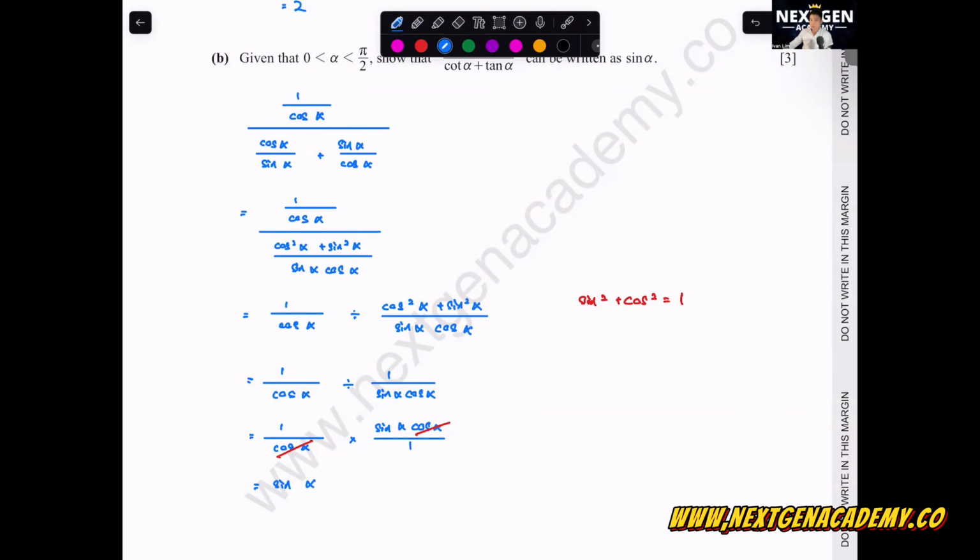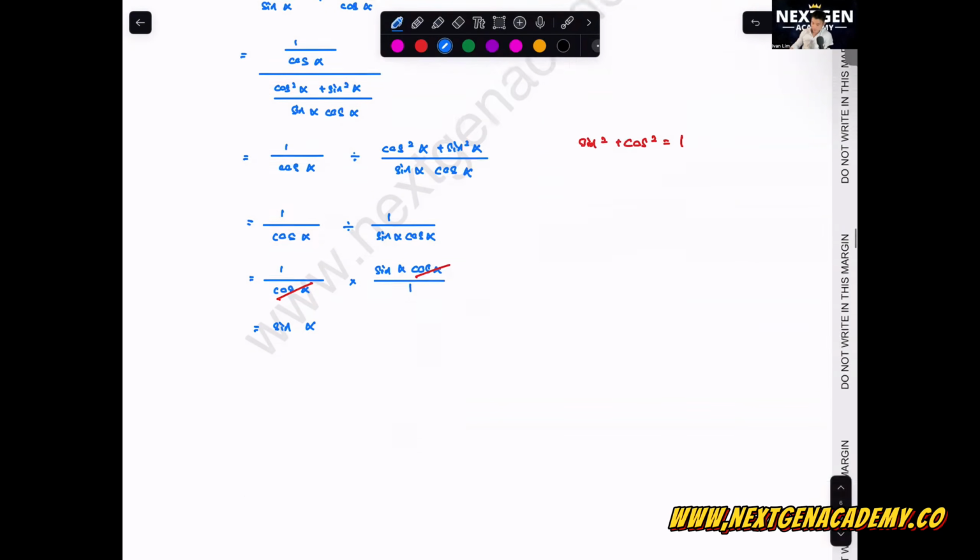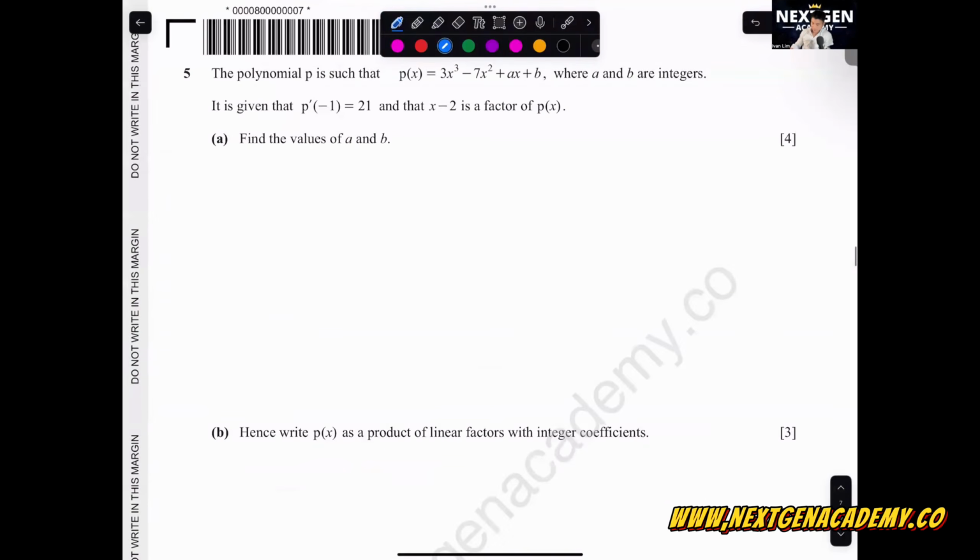Okay, let's go to question number 5. The polynomial p is such that p(x) is this, where a and b are integers. Given that p prime of -1 equals 21 and x minus 2 is a factor of p(x), find the value of a and b. Okay, we will start with p prime x first.